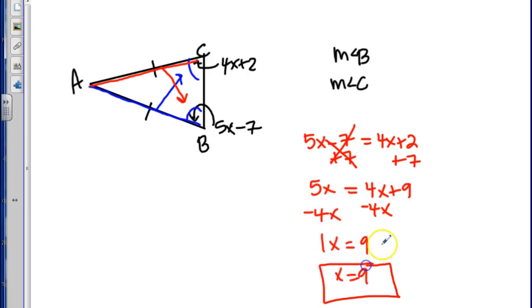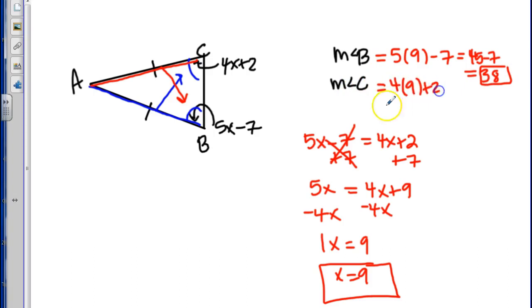All right, they didn't want x, though. They wanted the measure of angle B. So 5 times 9 minus 7. Plugging it back into this expression, 5 times 9 is 45, and 45 minus 7 is 38. So the measure of angle B is 38. Measure of angle C better be 38 also. 4 times 9 plus 2. 4 times 9 is 36 plus 2 is 38. So the measure of angle C is 38 and the measure of angle B is 38. That's awesome. They're supposed to be equal to each other, aren't they? So that's a great check for us.